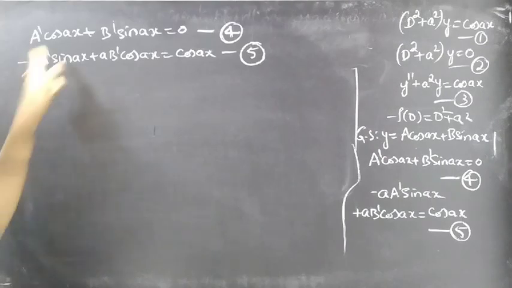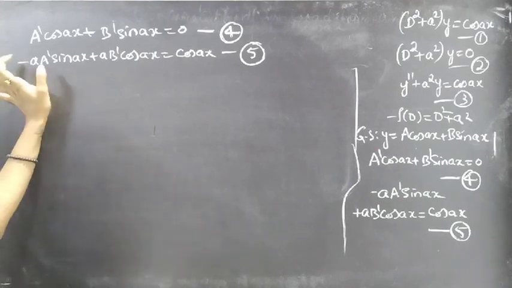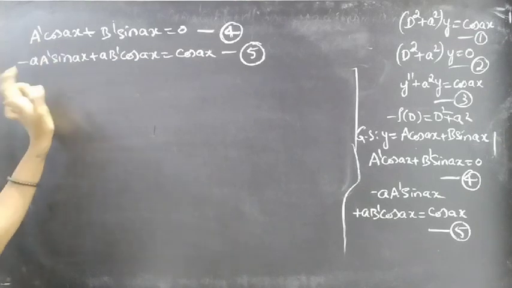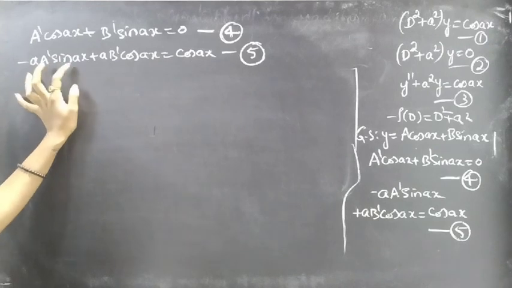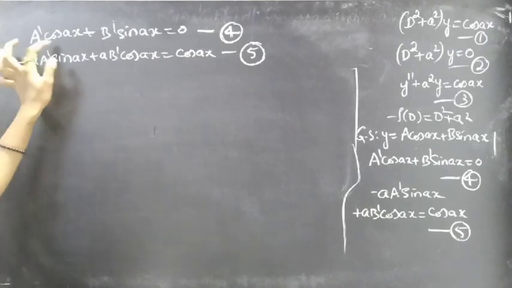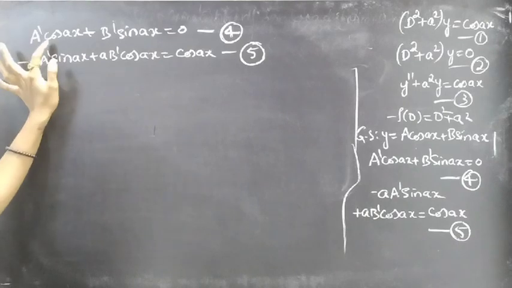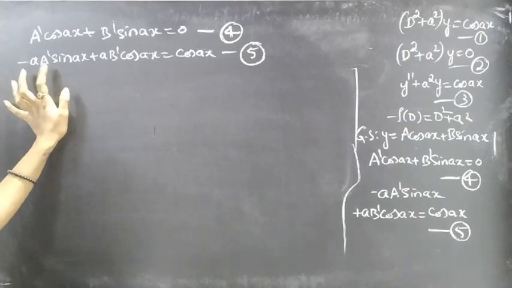We have equation 4 and equation 5. In order to solve 4 and 5, just observe the terms involving a dash firstly. In the first term of equation 4, we have a dash cos ax, and here we have minus a dash sine ax, right? So in order to cancel the terms involving a dash in both the equations, we need an a sine ax in this term, and here we need a cos ax in this term.